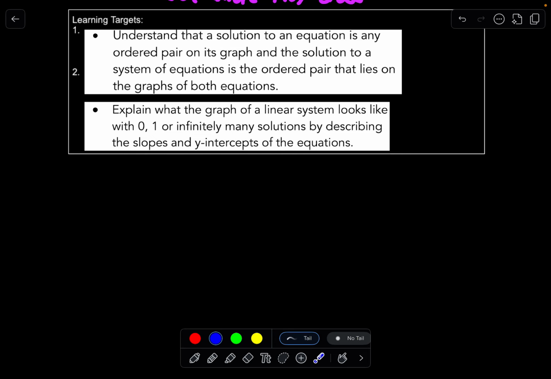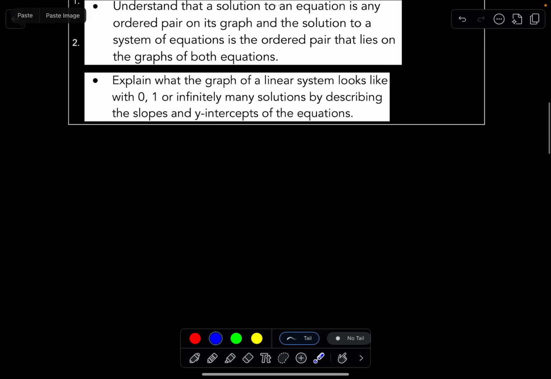Okay, and then the last learning target is explain what the graph of a linear system looks like with zero solutions, one solution, or infinitely many solutions. Well, I've already kind of stated it. Zero solutions is where two lines don't cross, and we usually call those parallel lines. One solution is where two lines touch at one point, and infinitely many solutions is when you graph both equations and it turns out to be the same equation. You got one graph. Okay, by describing the slopes and y-intercepts of the equations. And we'll get into it.